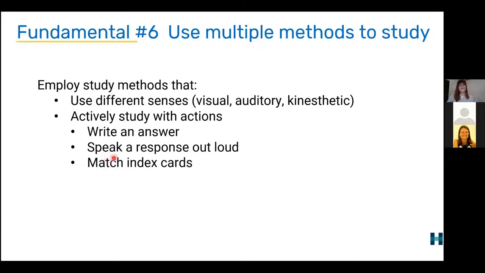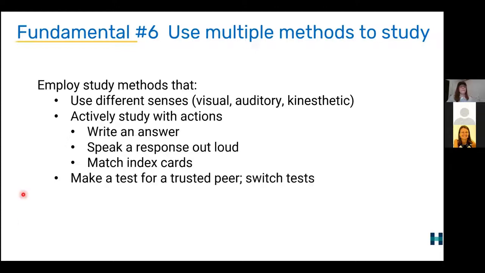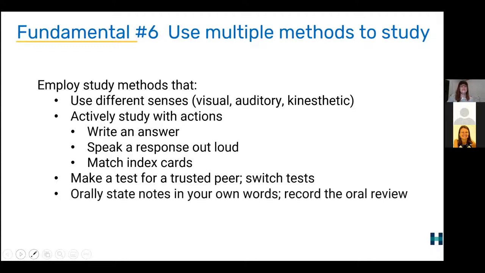It is amazing when you think it, when you hear it, when you speak it, when you dictate it, then you hear it back. All that is so powerful, other than just reading those yellow highlighted. Match index cards up. Play concentration with those index cards. Make a test for a trusted friend. Switch tests. Take your own test the next night. You and your friends switch tests. Get different perspectives of what is expected to be on that test.